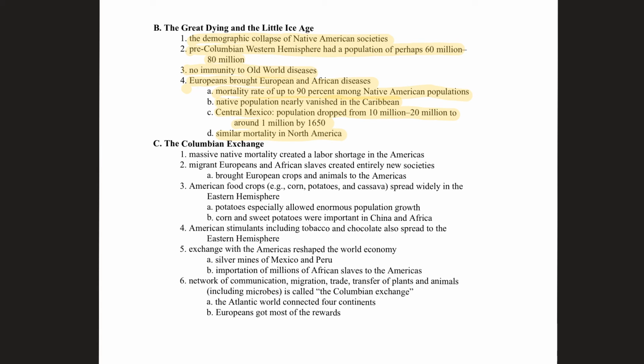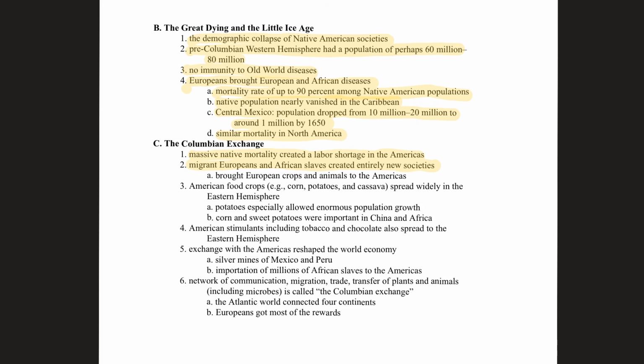Part of this Columbian Exchange is going to mean a massive native mortality, which is going to create a labor shortage for the Americas. And this is going to mean that we have to bring new people in. And specifically, who we're bringing in are migrant Europeans and African slaves. And this is going to create an entirely new society. And you'll see this in this chapter and also the next chapter as well.